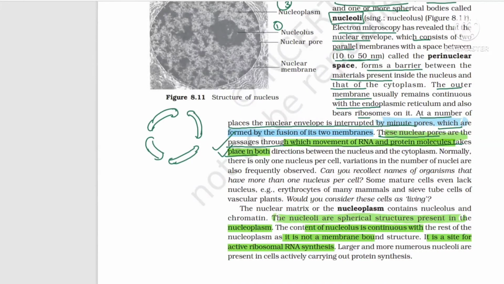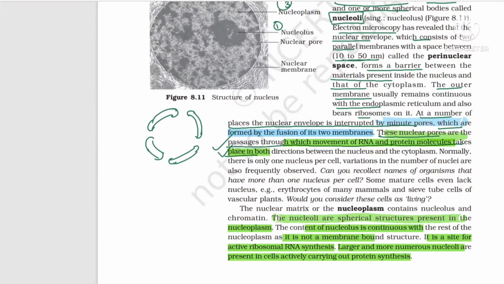It means the cell which is going to work as a gland will have more nucleoli. So large and more nucleoli are present in the cells which are carrying out protein synthesis, because glands mean enzymes, and generally they are mainly protein. Is it clear?